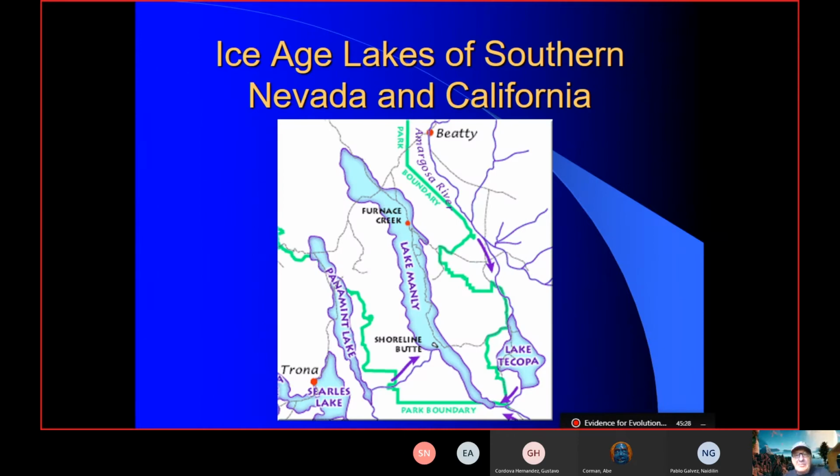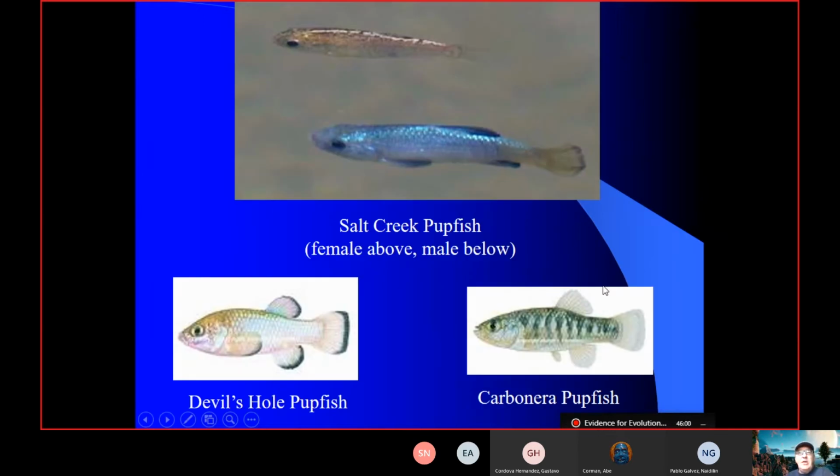And here's a map showing the ancient lakes. So the California-Nevada line goes basically down through here. The green line is Death Valley National Park, which is mostly in California, but also partly in Nevada. Beatty is in Nevada. And so the state line comes through here somewhere. So these are the ancient lakes that were out there in what today is desert. Here's some of the pupfish.